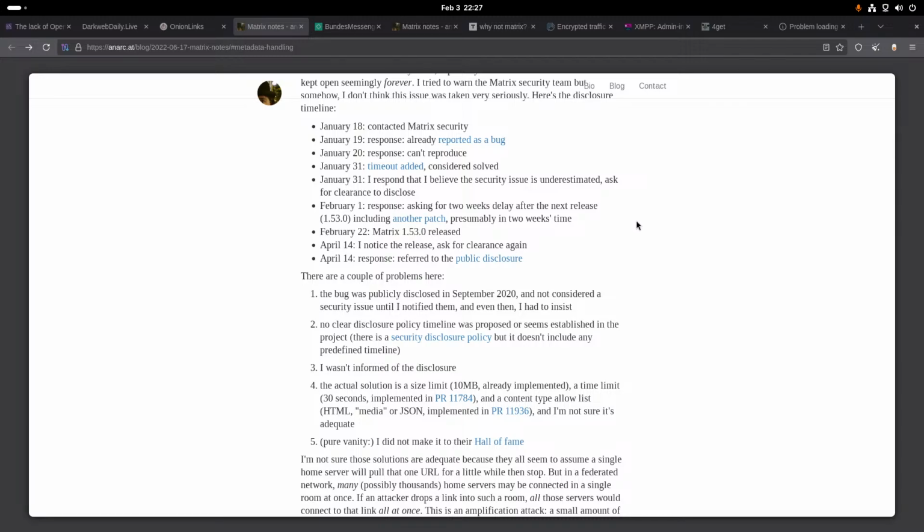There are a couple of problems here. The bug was publicly disclosed in 2020 and not considered a security issue until I notified them, and even then I had to insist. No clear disclosure policy timeline was produced or seemed to be established in the project. There is a security disclosure policy, but it doesn't include any predefined timeline, which is kind of interesting. Most, if not all, places have something like, please disclose this within a specific time before it becomes public, which I believe is the ethical thing to do.